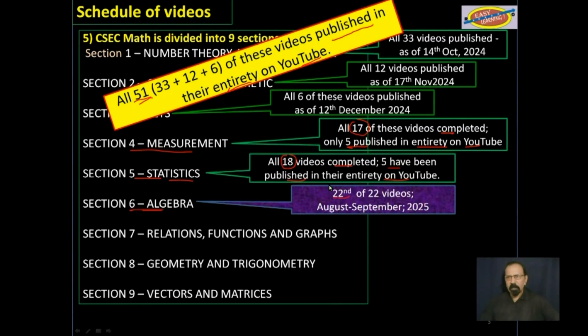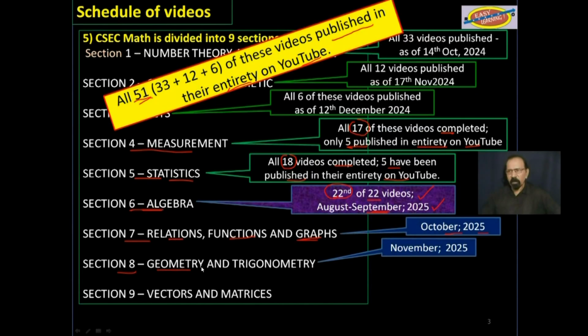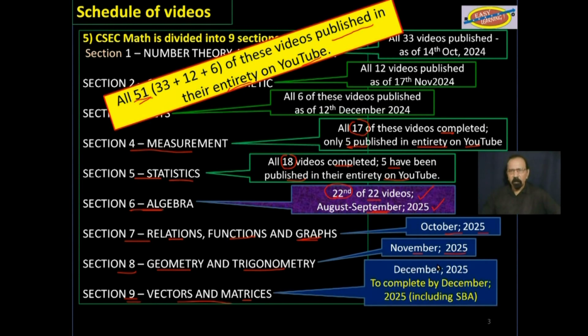This is the 22nd of 22 videos, and today is the last day in September 2025, so at least this schedule is on track. Section 7, relations, functions, and graphs, should be completed by the end of October 2025. Section 8, geometry and trigonometry, by November 2025. And finally, section 9, vectors and matrices, by the end of December 2025, the end of this year.